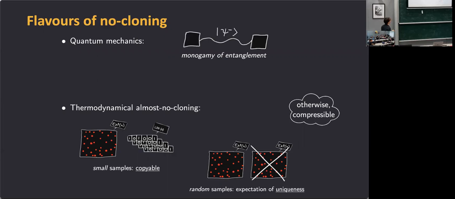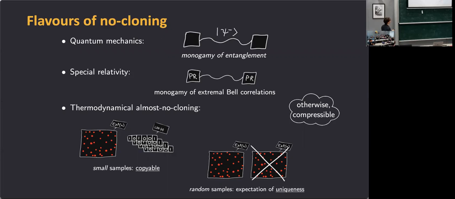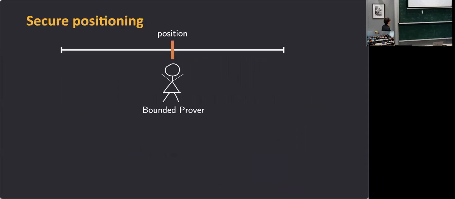And this comes in contrast with, for example, quantum mechanics' monogamy of entanglement or special relativity's monogamy of PR boxes, where the information can be at most at exactly two places at the same time. And here in expectation, information is exactly at one place at the same time. One good example of why this allows new primitives like oblivious transfer. It also allows secure positioning.